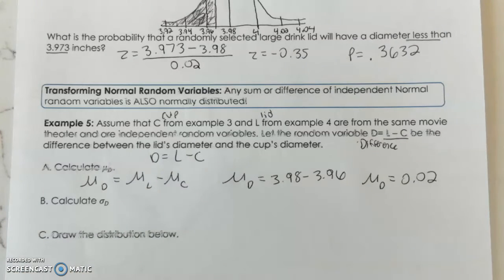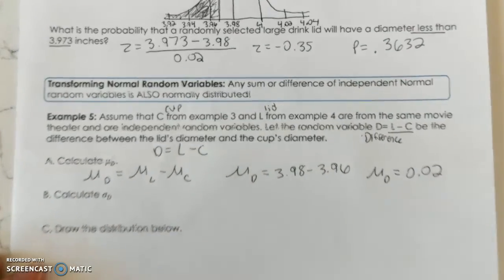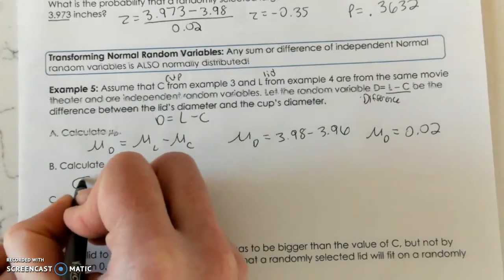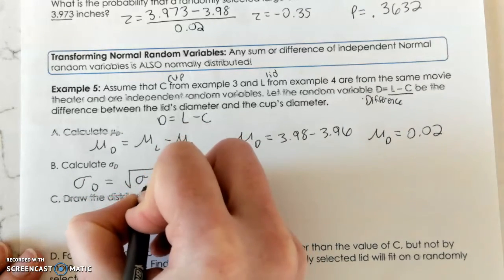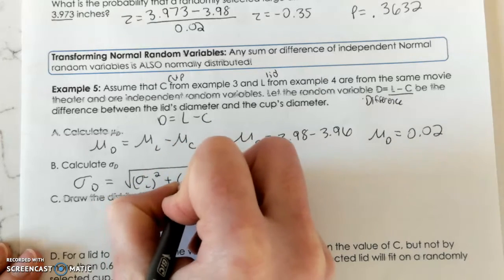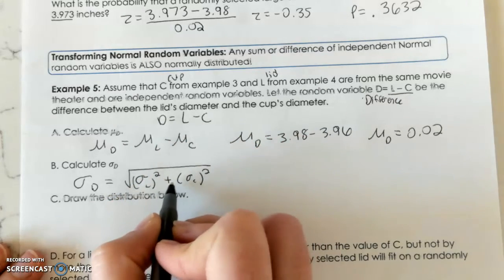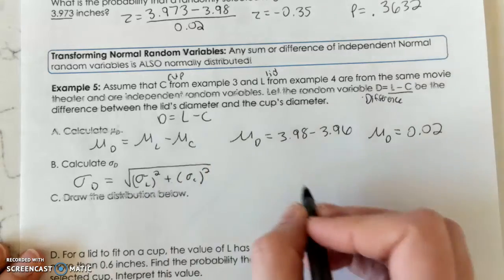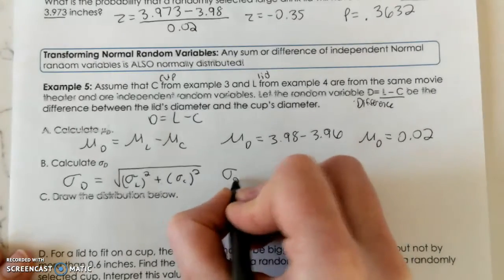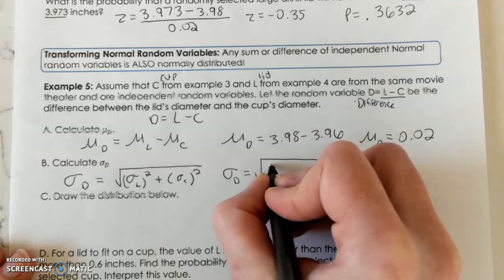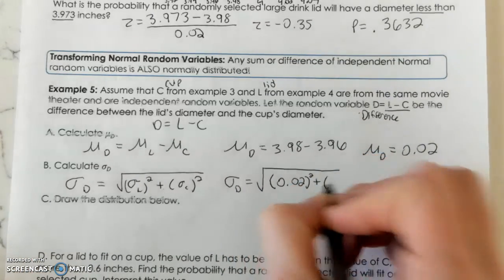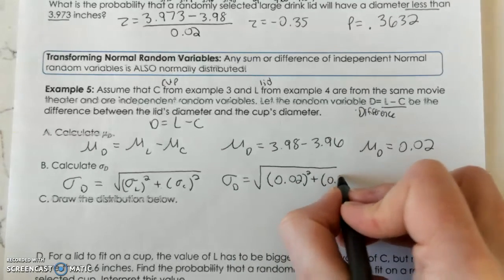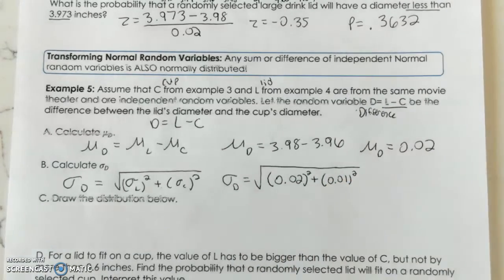All right, so remember with standard deviation, we're always adding variances. We never subtract variances. So it's going to be the same way as the sums. It's going to be the square root of the variance of the lids plus the variance of the cups. Again, this is not a typo. This is plus. It should always be plus. Variances always add. So when I plug this in, I'm going to get the standard deviation of D is equal to the square root of, so I'm going to start off with my lid standard deviation, and then my cup standard deviation was 0.01 squared. So go ahead and calculate that.